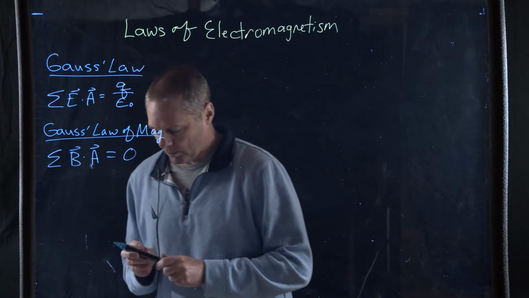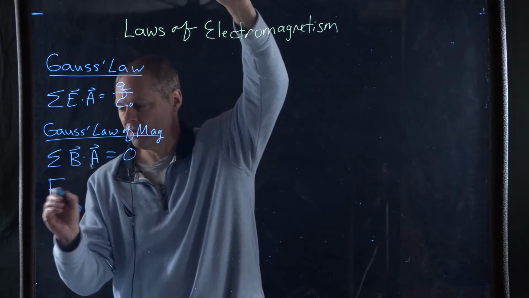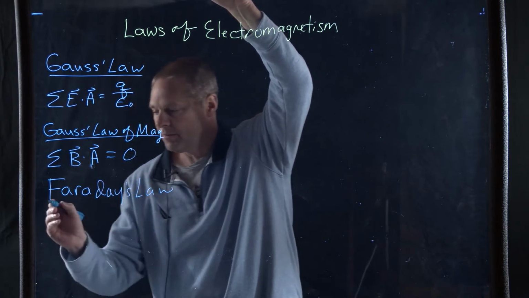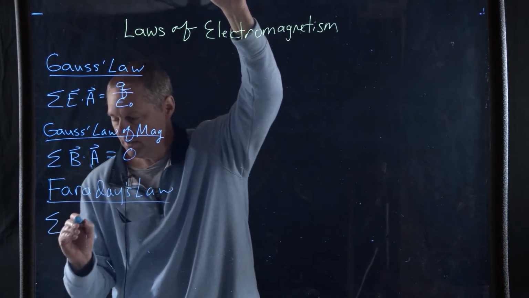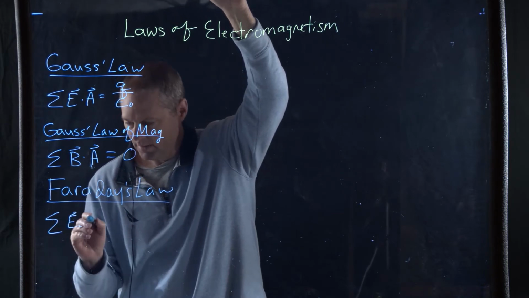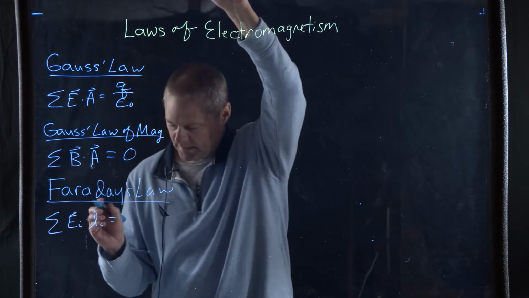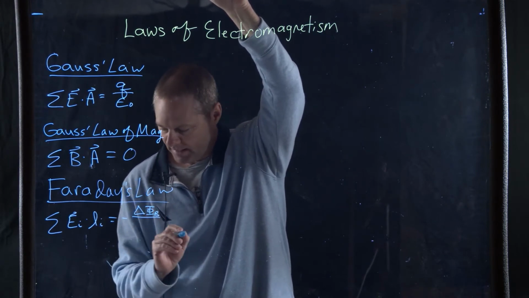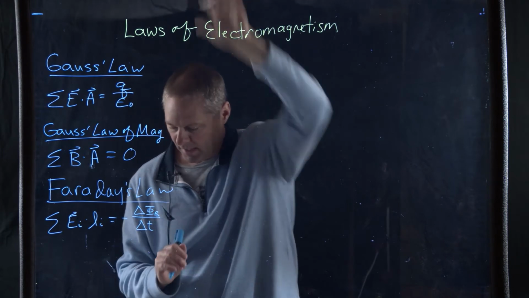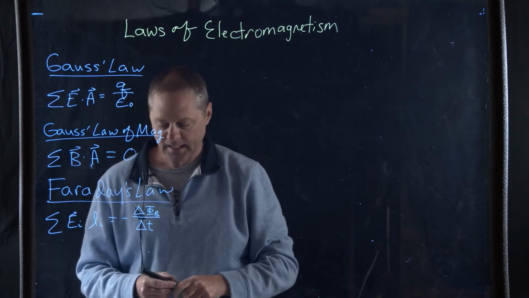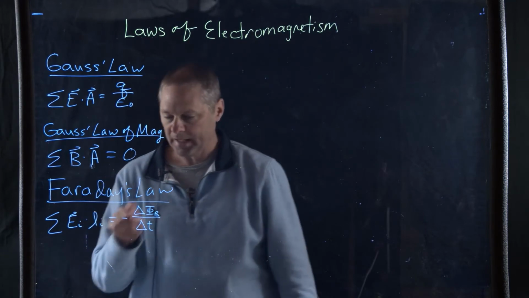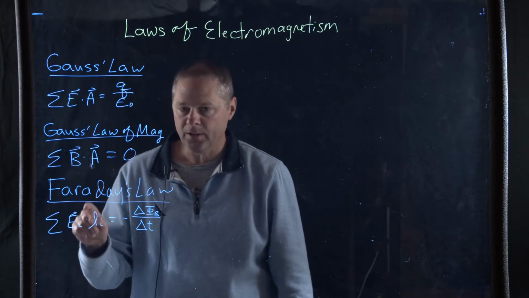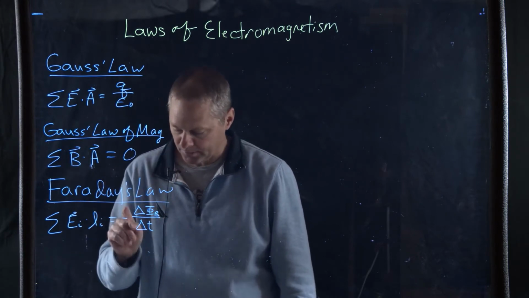The next one we're going to be discussing is Faraday's law. And Faraday's law is the sum of the electric field times a length is equal to a change in the magnetic flux with respect to time. And so what it says is that an electric field is formed by a changing magnetic flux. Let me repeat that. An electric field is formed by a changing magnetic flux.